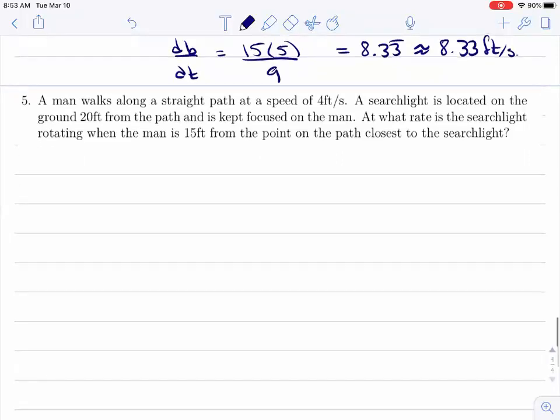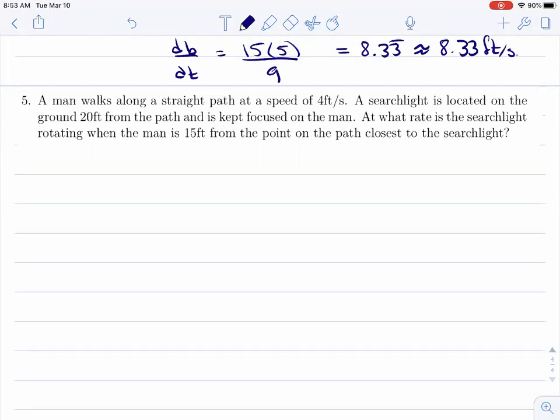First thing we want to do is read the problem. So a man walks along a straight path at a speed of 4 feet per second. A searchlight is located on the ground 20 feet from the path and is kept focused on the man. At what rate is the searchlight rotating when the man is 15 feet from the point on the path closest to the searchlight? Okay, so you've got a guy and he's walking along a path, right? And somewhere down here, you've got a searchlight and it's just going to follow him. And so it's rotating at some rate.